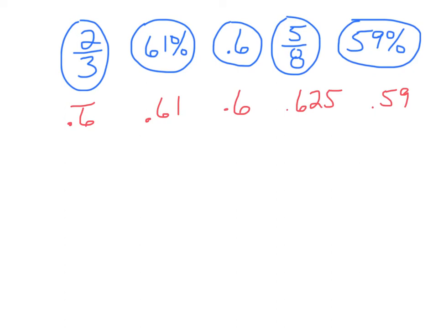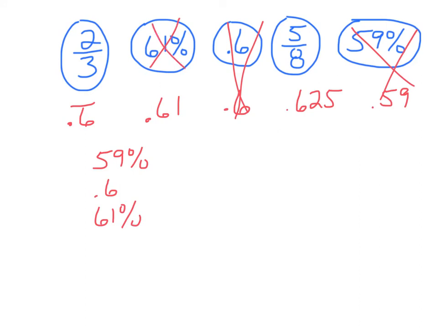After that, it becomes much easier to put these in order, and the 0.59 would be the smallest. So my smallest original number is that 59%, followed by the 0.6, followed by the 61%, then the 5/8, and the largest number of all is the 2/3. So once again, putting the numbers in order from least to greatest is an important skill, and it doesn't matter how the number is first presented.